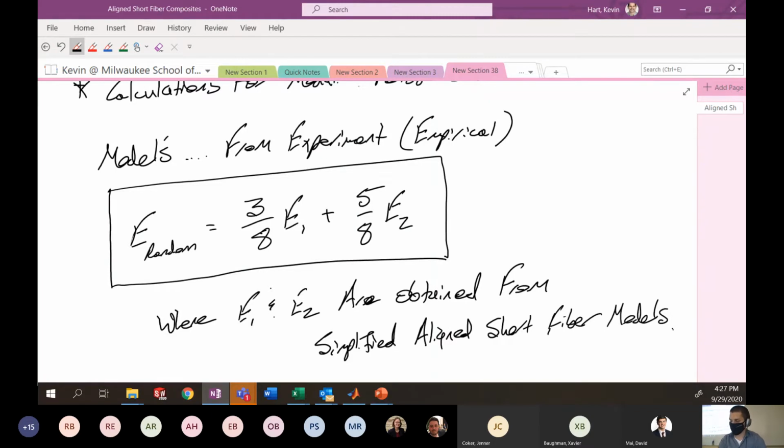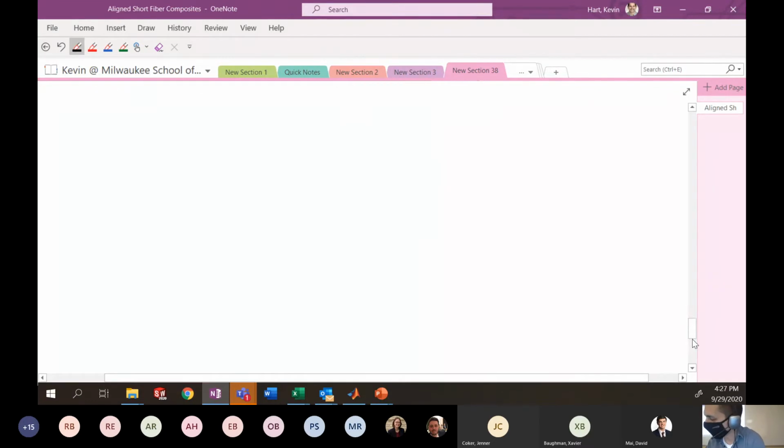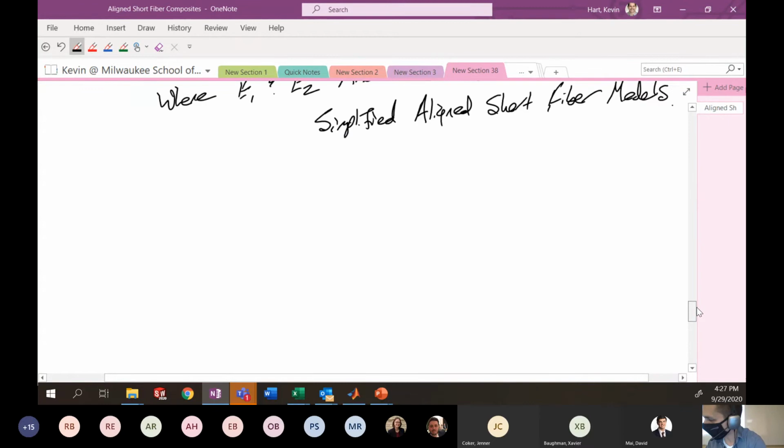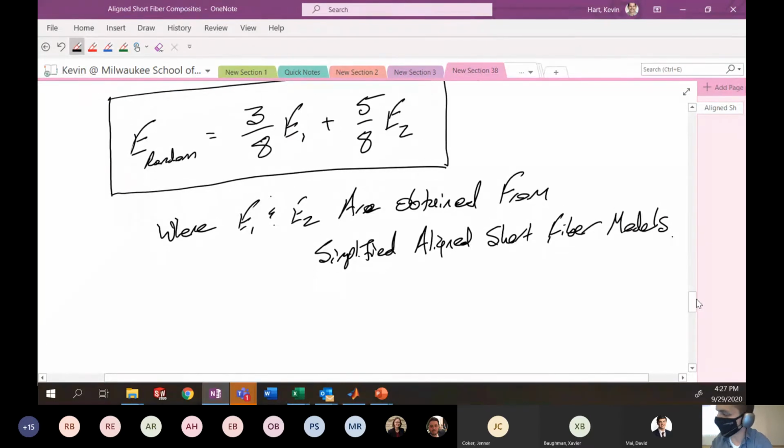So calculate what E1 would be for an aligned short fiber composite. That's Halpin-Tsai with xi equal to 2L over D. Calculate what E2 would be for an aligned short fiber composite. That's Halpin-Tsai with xi equal to 2. Plug those both into here, and this gives you the modulus of your randomly aligned short fiber composite.